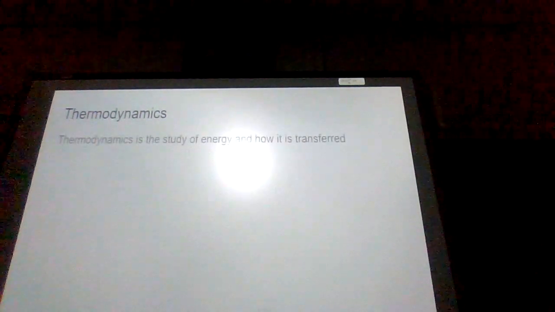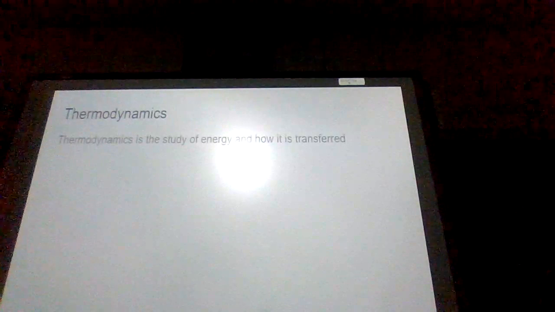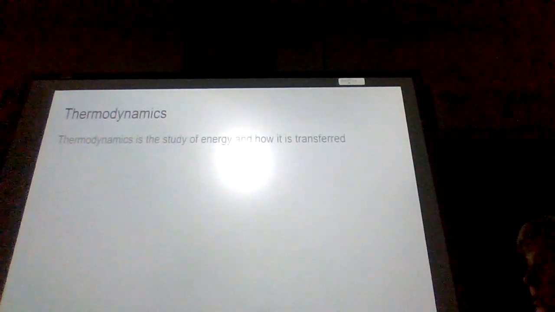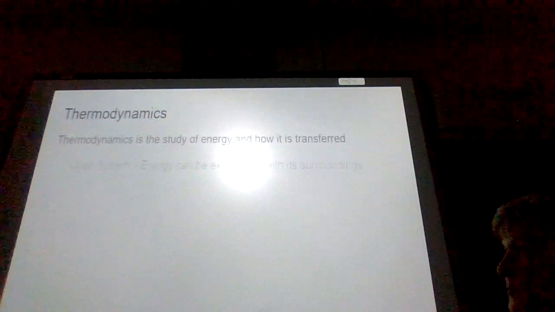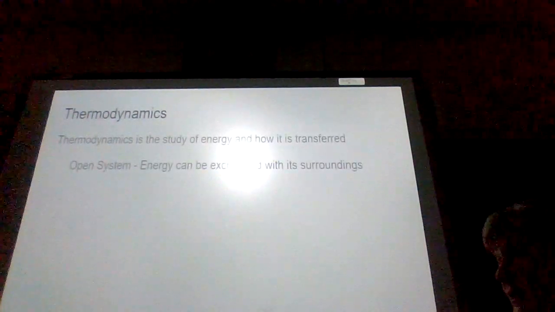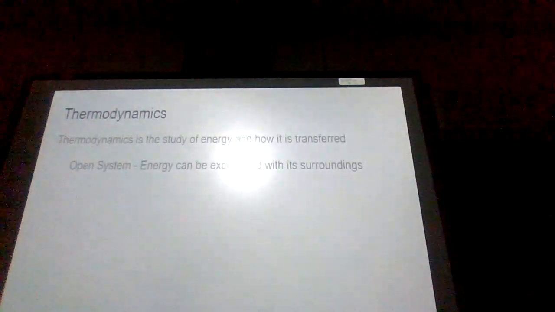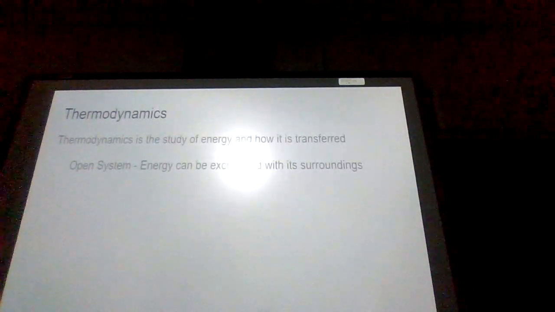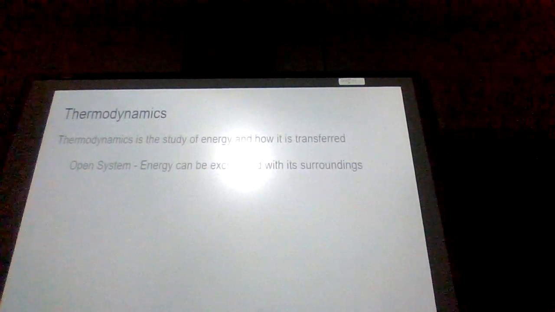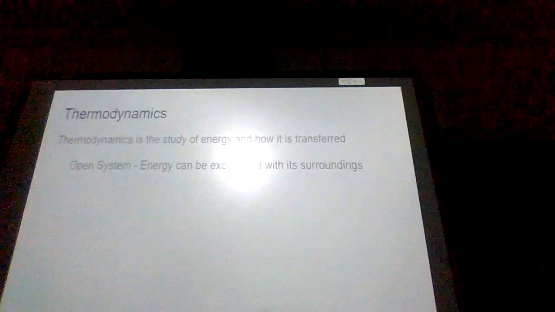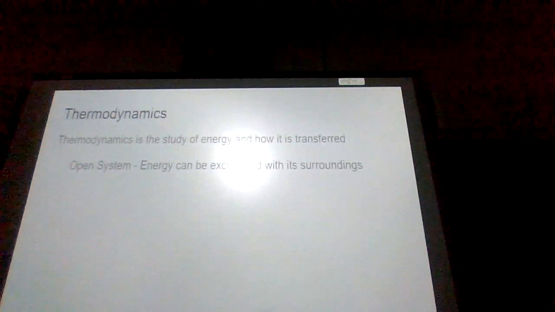Okay, again, a couple of terms. You've probably heard of these. Okay, so again, thermodynamics is just the study of energy and how it's transferred. We have open systems and closed systems. And for the most part, all life is an open system. So the energy can be exchanged with its surroundings. We know that if we eat something, we're going to release heat, we're going to be able to do action.